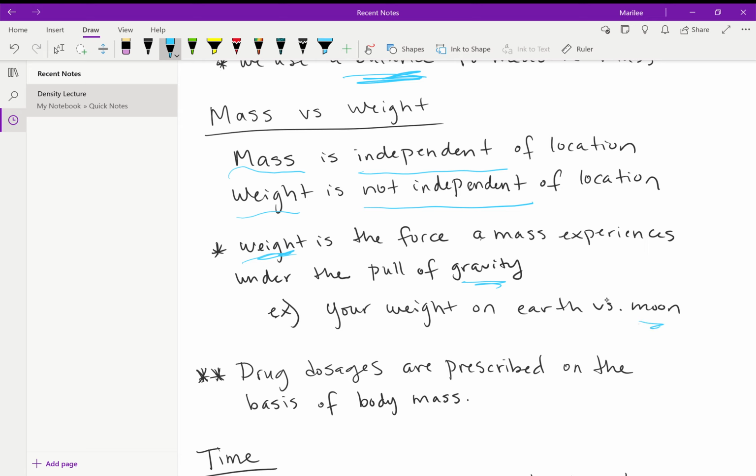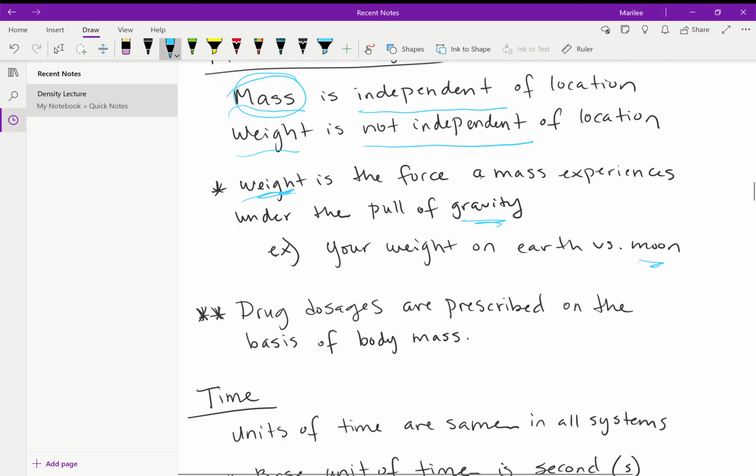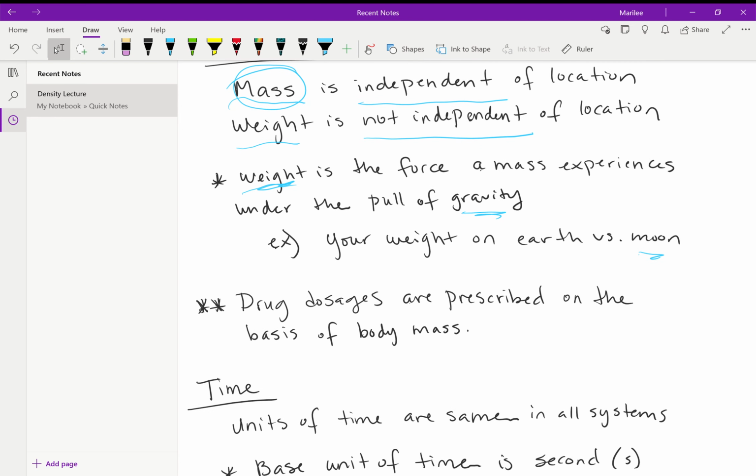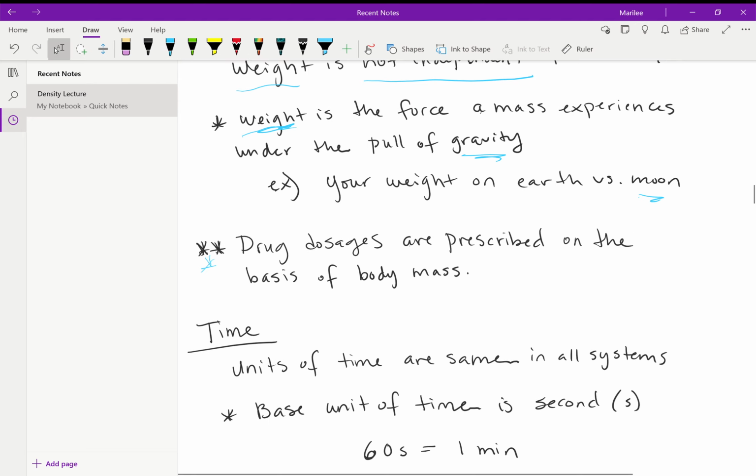But this doesn't mean your body size is changing. Your mass is still the same. Your body size is the same. You're still the same person, even if you're on Earth or on the Moon. But your weight will be different. For nurses, drug doses are prescribed on the basis of body mass. So let's say you're giving the same drug to your patient on the Moon. Doesn't mean that the dosage should be less. The dosage will be given depending on the patient's body mass.